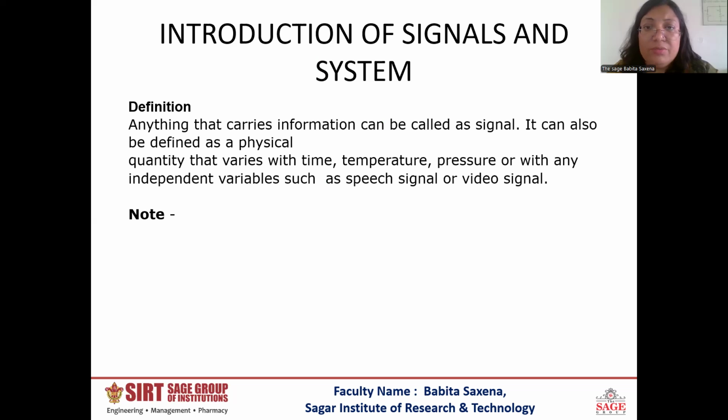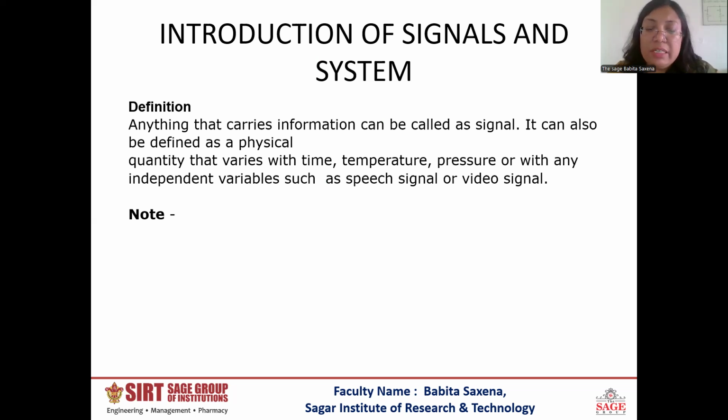The whole world runs by signals, because on Google you type some query, so this is the information for Google. So information is very important, and the signal carries the information. So this is the basic definition of the signal.